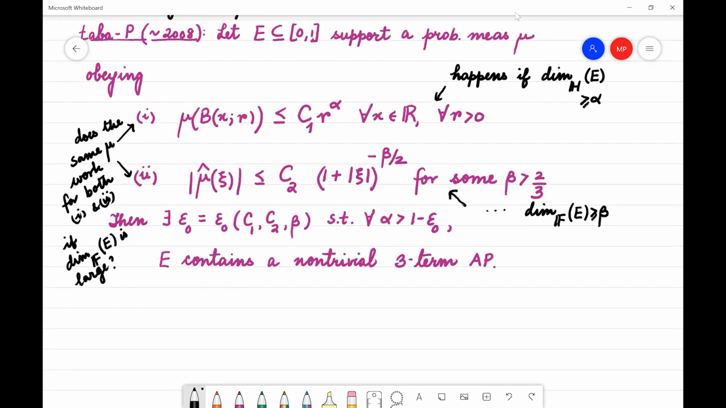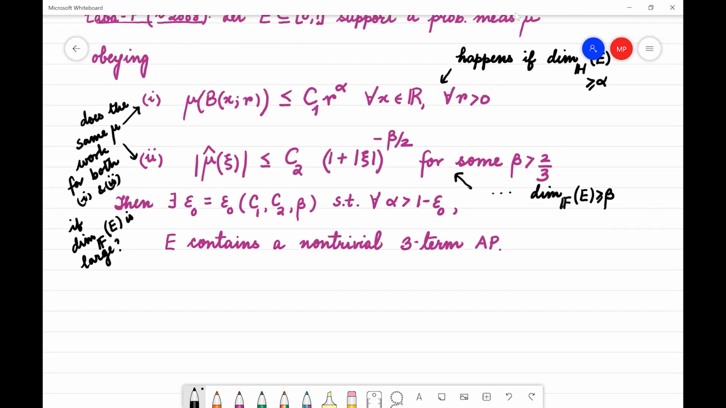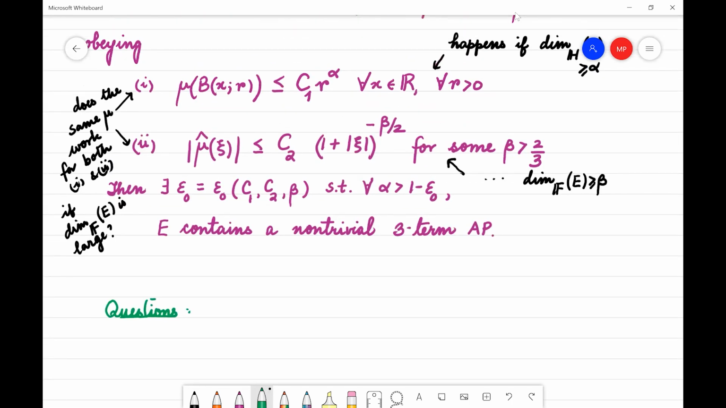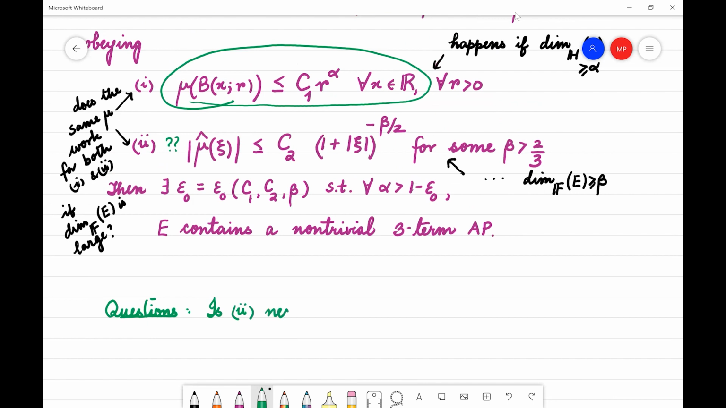Now, having said this, we had a few follow-up questions, and this has kept us busy for a long time. So some questions. Is this condition 2 really necessary? Of course, condition 1 is sort of non-negotiable because it is related to the Hausdorff dimension, which is a very standard notion of size. But the question was about 2. Is 2 necessary? And can we get rid of it?